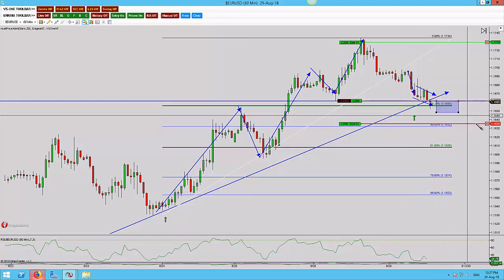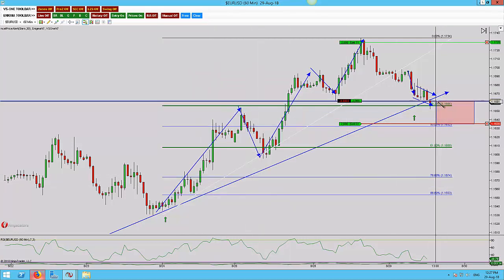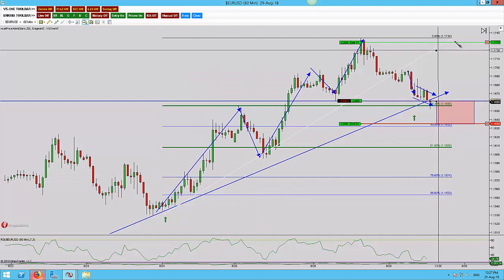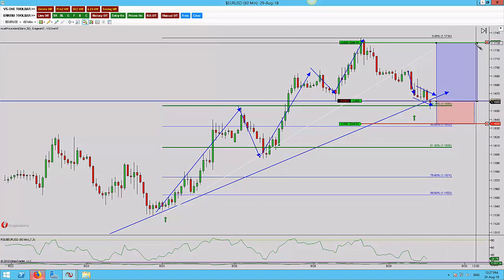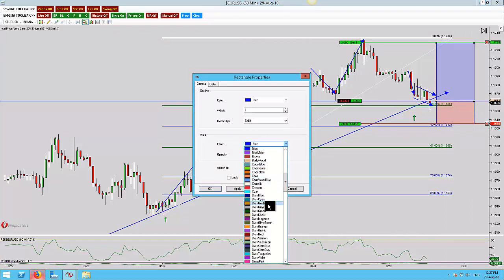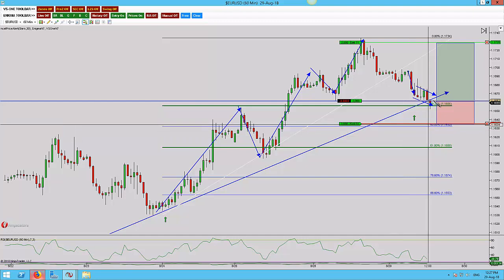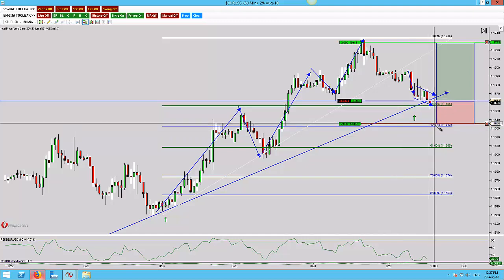So that is giving me now a risk of this much, and I'm just going to make this red, and it gives me a reward of this much. I'm playing for a retest of the highs. I'm going to make that green, and so the risk on this trade is going to be very small.